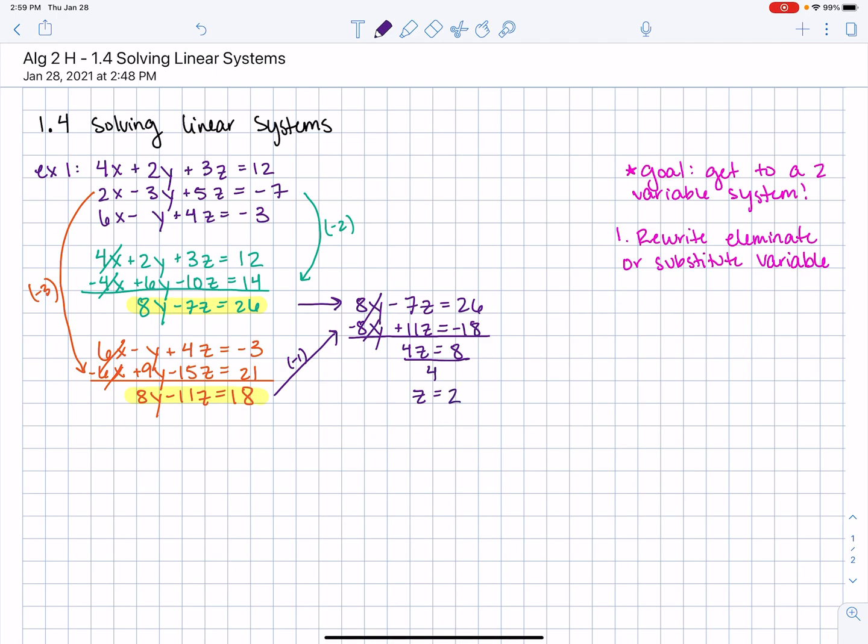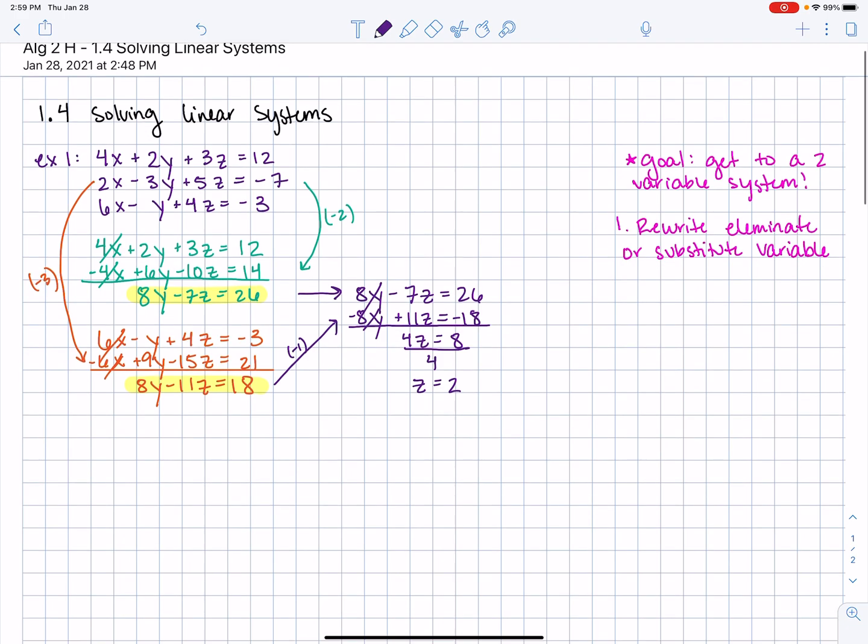All right, now we're going to plug z into one of our two variable equations. So we're going to use this z value, and I'm going to plug it in right here to this green one. I'm going to do my work on the bottom though. So we have 8y minus 7 times 2 is equal to 26. 8y minus 14 equals 26. Add 14 to both sides. 8y is equal to 40. Divide by 8, and y is equal to 5.